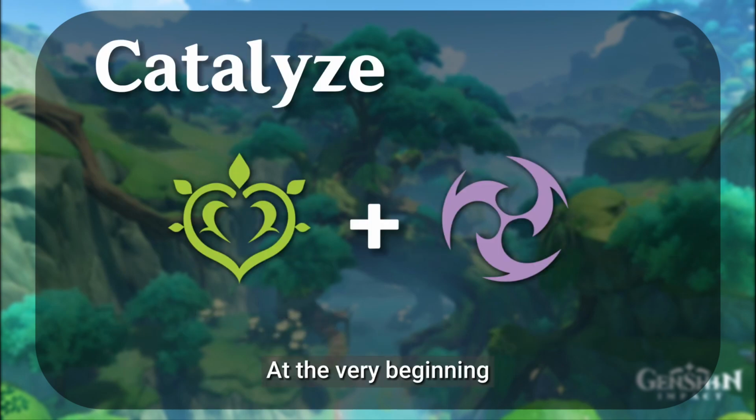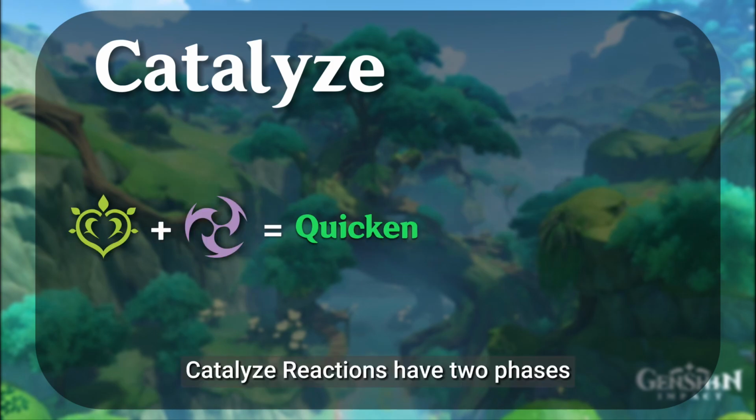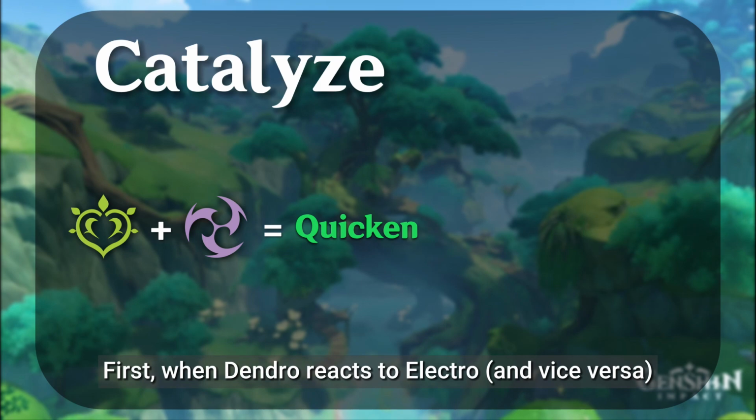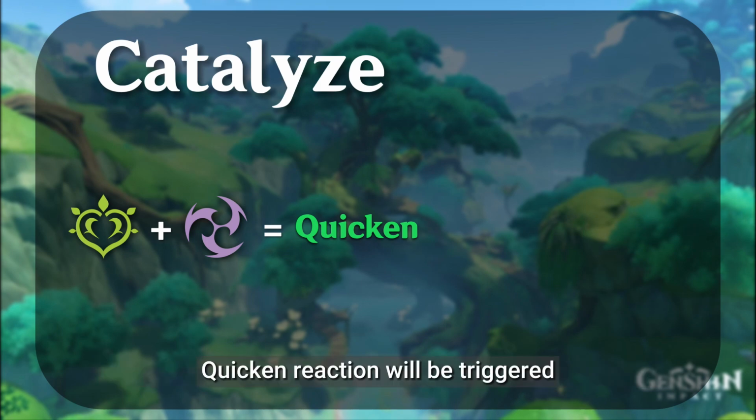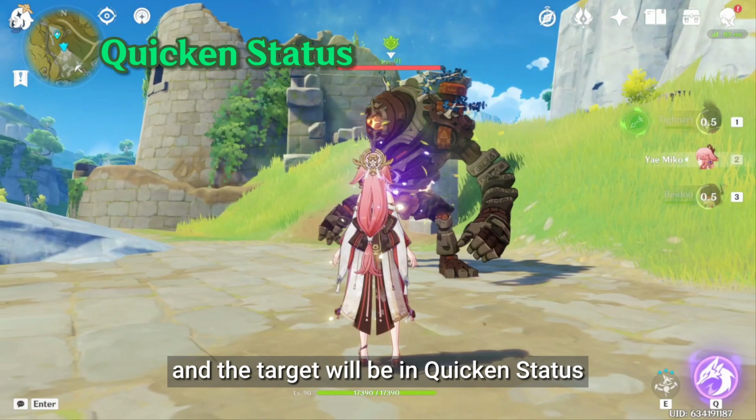At the very beginning, let's take a look at the basics. How Catalyze reactions work. Catalyze reactions have two phases. First, when Dendro reacts to Electro, Quicken reaction will be triggered and the target will be in Quicken status.